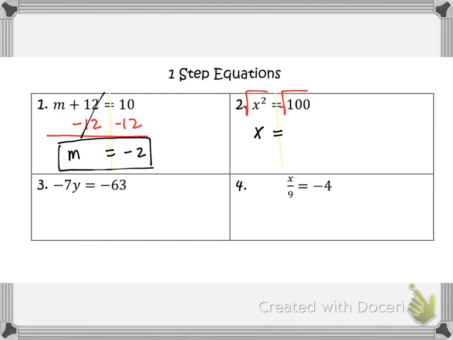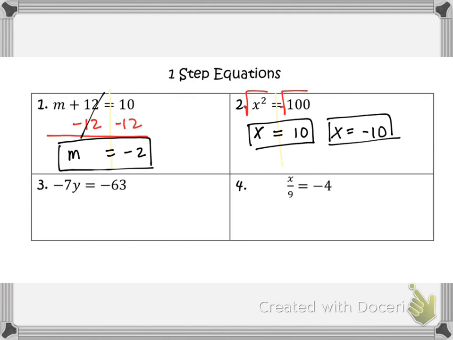So what two numbers multiply to give you 100? 10. And then also good to remember, and we'll go over this a little bit more later on in another lesson, but 10 times 10 gives you 100, but so does negative 10 times negative 10. So the answer could be x equals 10 and also x equals negative 10, right? Because again, 10 times 10 equals 100. Negative 10 times negative 10 also gives you 100.